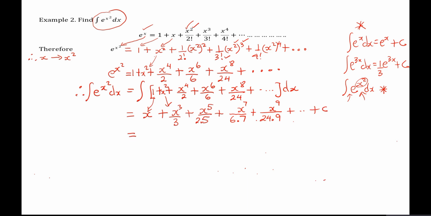And now let's just simplify. I'll get x plus x cubed over 3 plus x to the power 5 over 10, x to the power 7 over 42. And you can simplify the other terms as well. And there I have found a series expansion for the integral of e to the x squared.